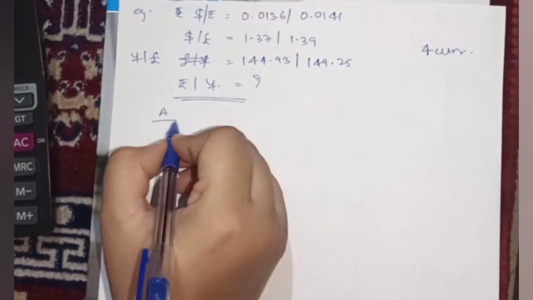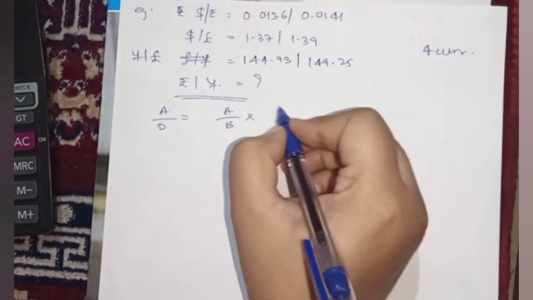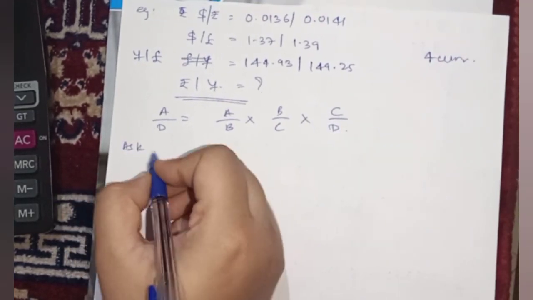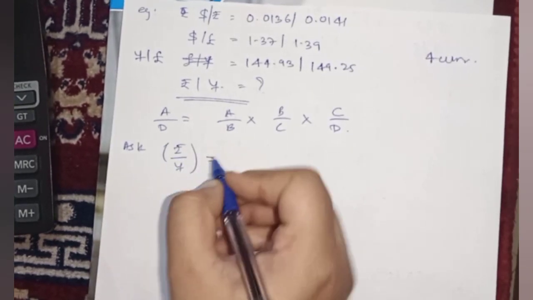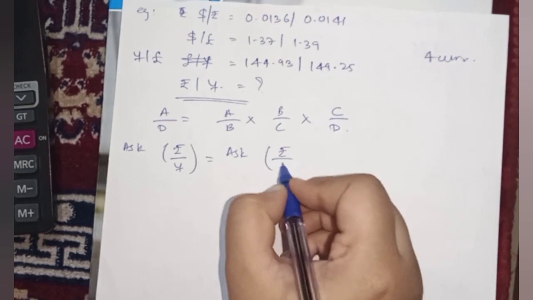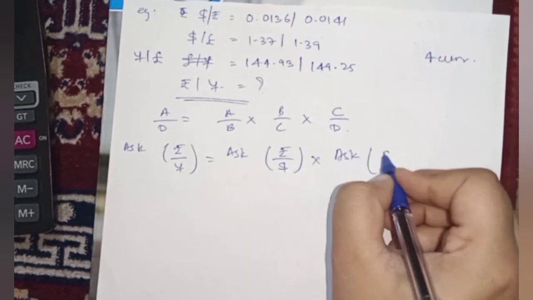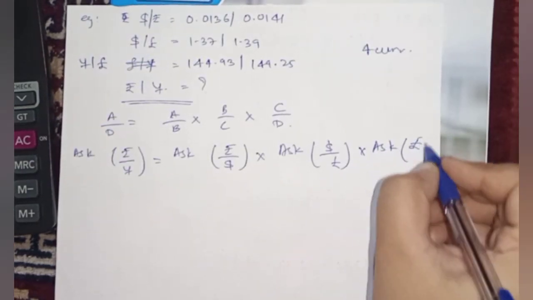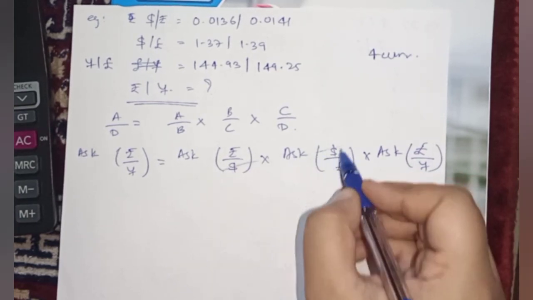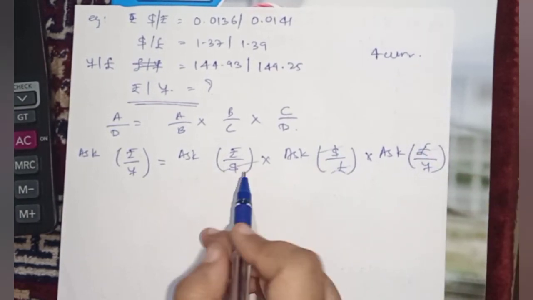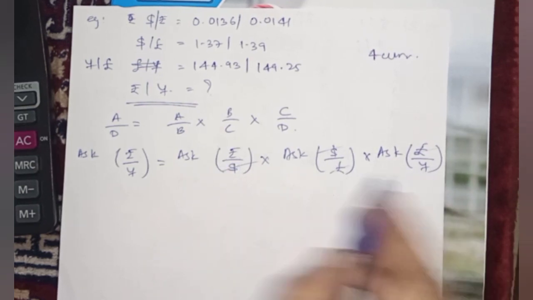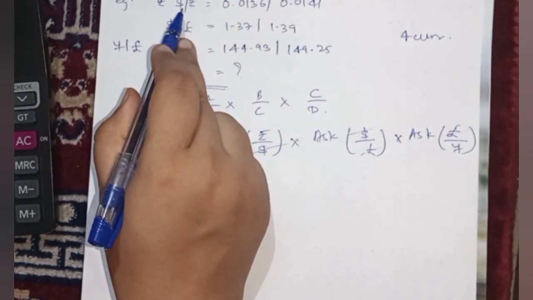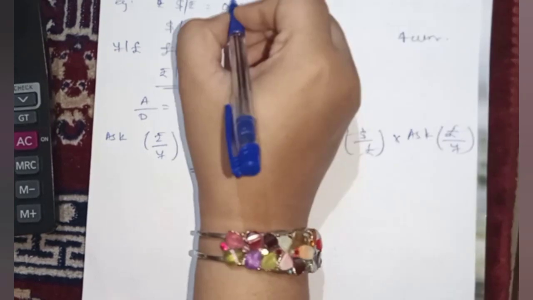So we will frame the equation as A upon D is equal to A upon B into B upon C into C upon D. So while finding the ask rate of rupee per yen, the equation will be ask of rupee upon dollar multiplied by ask of dollar upon pound multiplied by ask of pound upon yen. So by this way dollar will cut and pound will cut, and we will be remaining with ask of rupee upon yen. So the values will be ask of rupee per dollar, but we are given again the indirect quote.